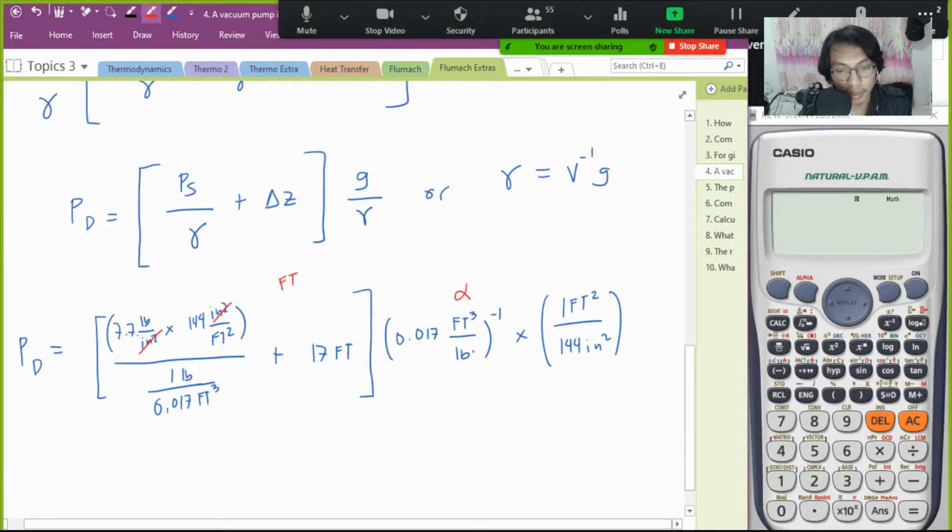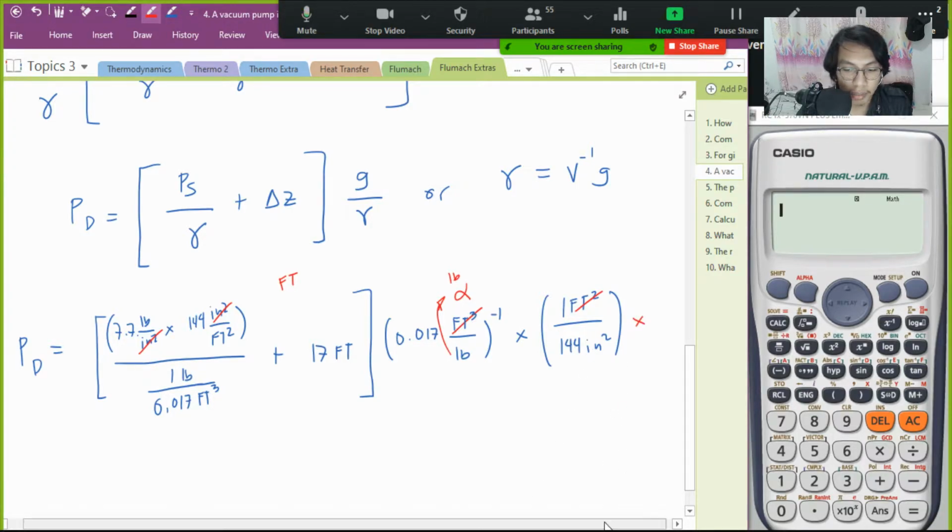So, feet over feet squared. Bale, ang natira is feet squared yung nasa baba. Okay, cancel na to. Tapos yung pound, nasa taas na yan. Okay, itaas mo tong pound. Inch squared. Pound per inch squared na natira.